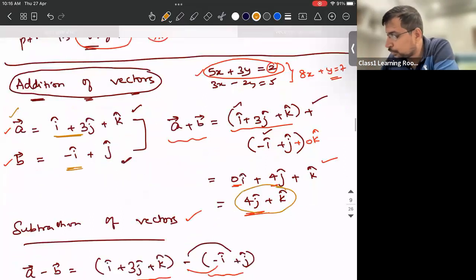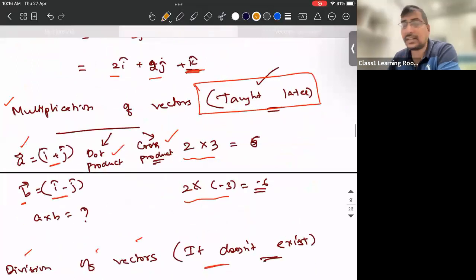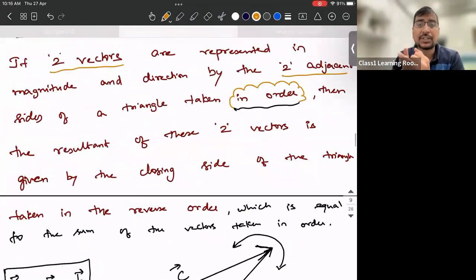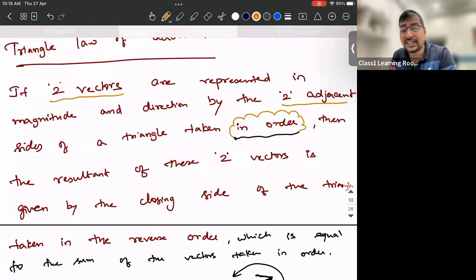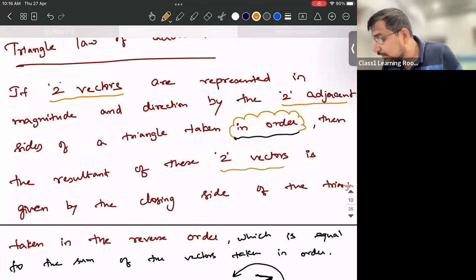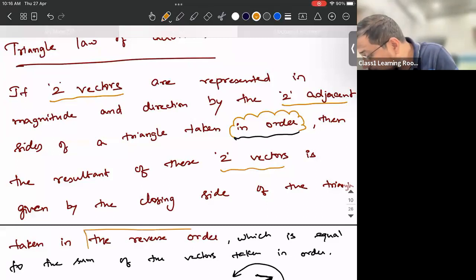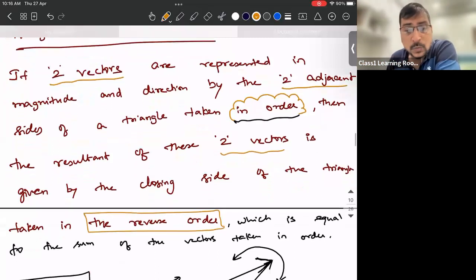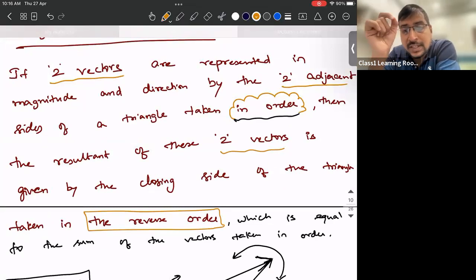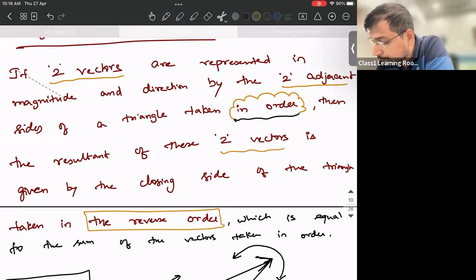Suppose the two vectors given to us are represented in magnitude and direction by the two adjacent sides of a triangle taken in order. Then the resultant of these two vectors is given by the closing side of the triangle, that is the third side of the triangle, taken in the reverse order, which is equal to the sum of the vectors taken in order. Let me explain this statement.